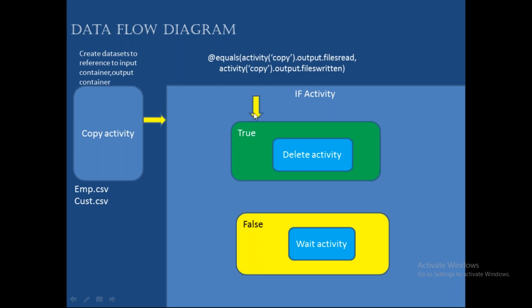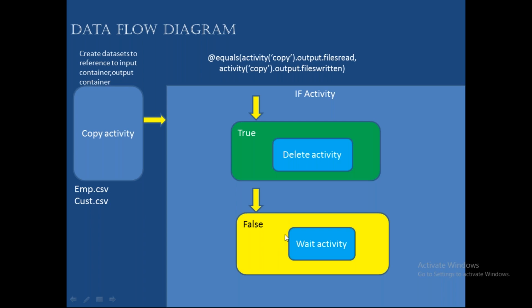So first it will pass the first file and I will delete it. Next, let's say the second file is passed. When I run the first time, if the copy activity successfully copied those two files, the condition is true, and I will delete the source files, meaning I will delete these files from the input container. If these two files are not successfully copied to the output container, then I will not delete those files from the source container, that is the input container.